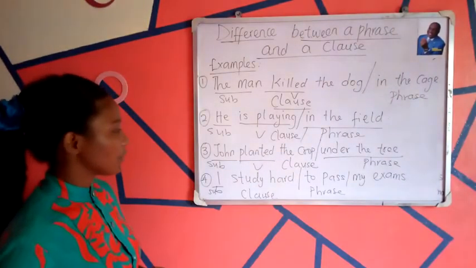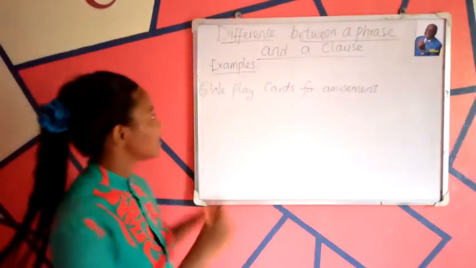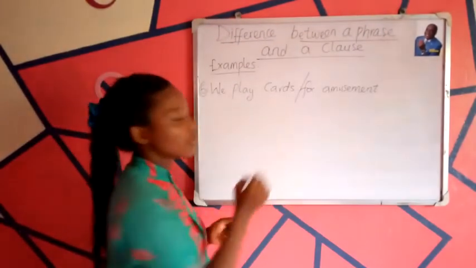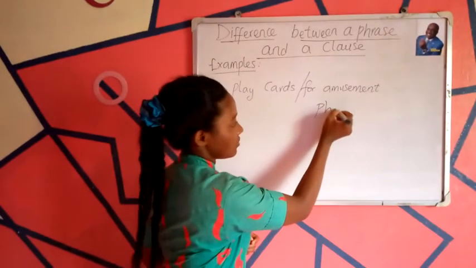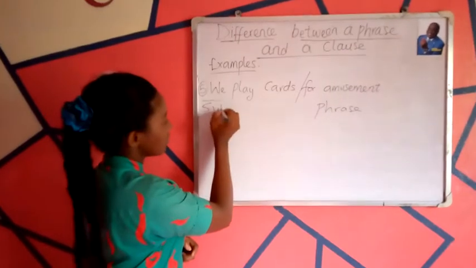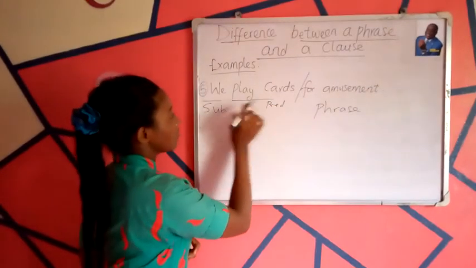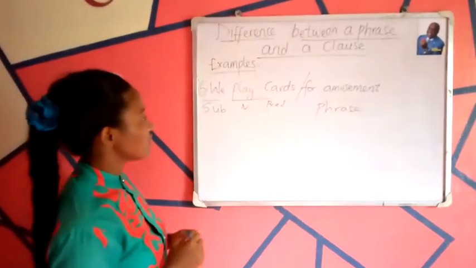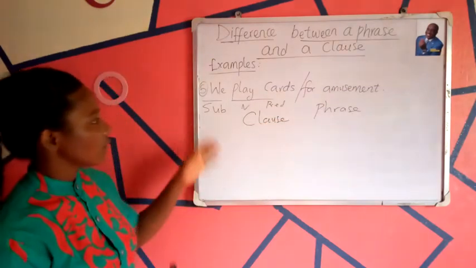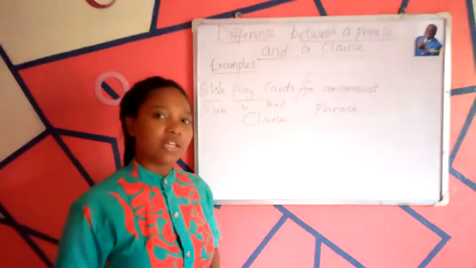Okay, so let's look at one more example and wrap it up. We play cards for amusement. For amusement is a phrase, while we play cards: this is a subject, and this is a verb. So this is a clause. So we play cards is a clause, while for amusement is a phrase.